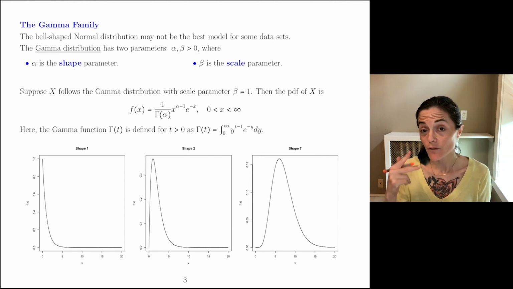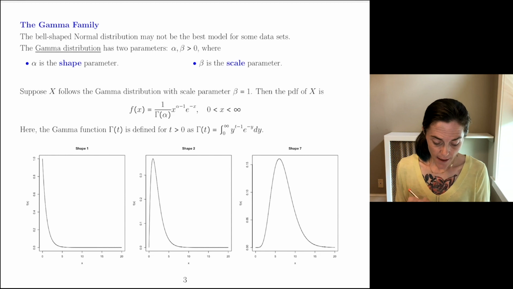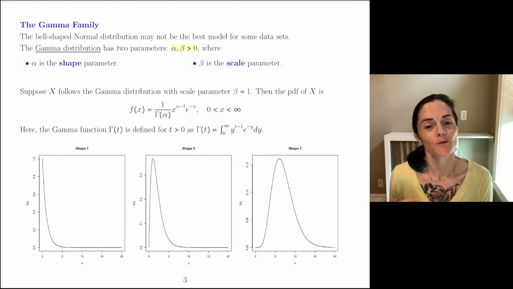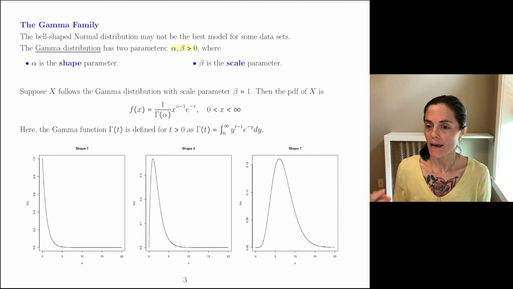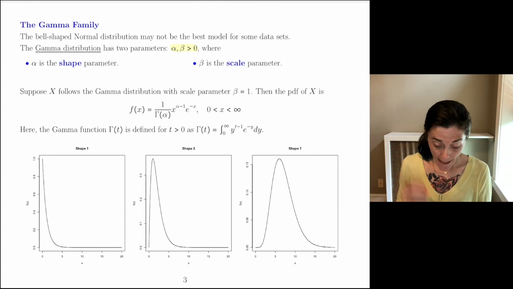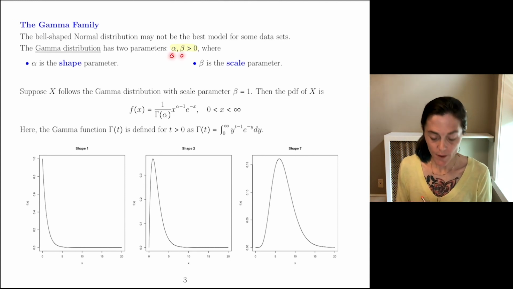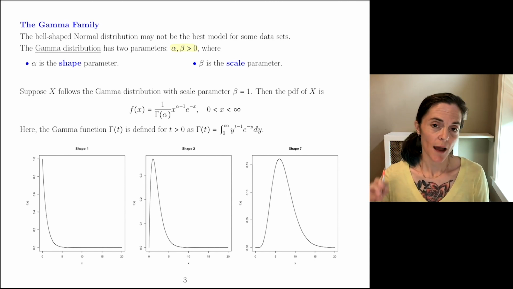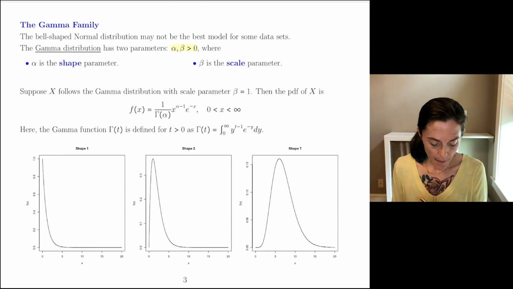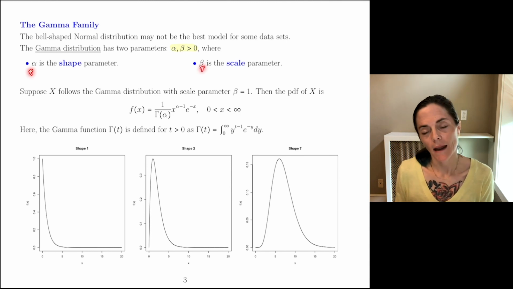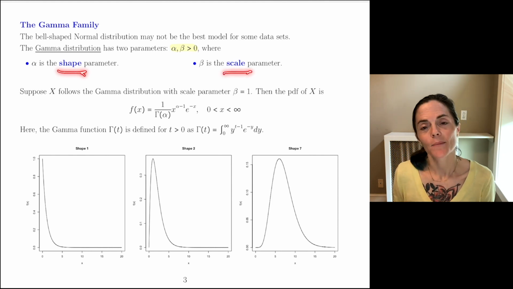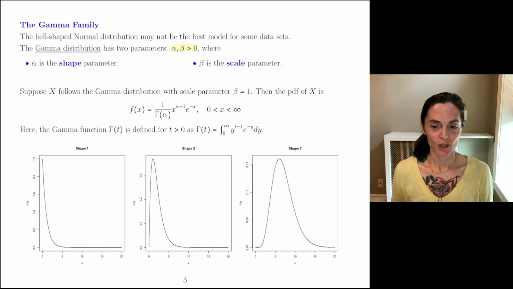Now, generally, we have two parameters, alpha and beta. They both need to be positive. Alpha is referred to as the shape parameter, beta referred to as the scale parameter. Let me just say right now, my notation of alpha and beta is to match our text. Some other textbooks or other probability resources might use different letters than alpha and beta, but it is always the case that we have a shape parameter and a scale parameter in our gamma distribution.